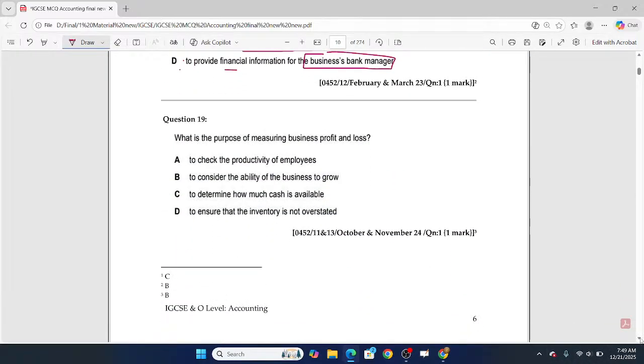Now, 19th. What is the purpose of measuring business profit and loss? Why do I want to measure the profit and loss?